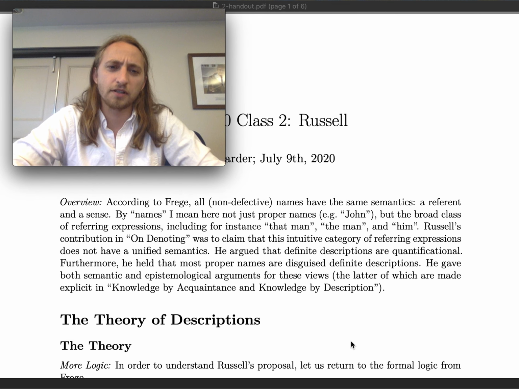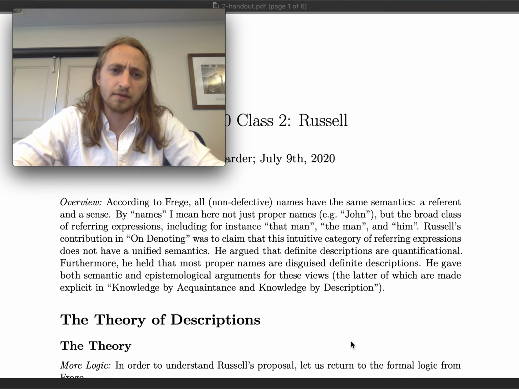Okay, so if you recall from the last lecture, according to Frege, all names have the same semantic profile. They have a referent and a sense. Now, there is an important qualification, which is that this is the case for all non-defective names. So it's a possibility, and it's an important possibility, which we will address later in this lecture and in this course, that there are names that do not have a referent.